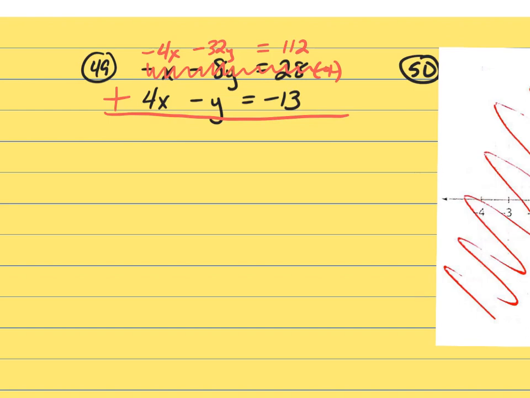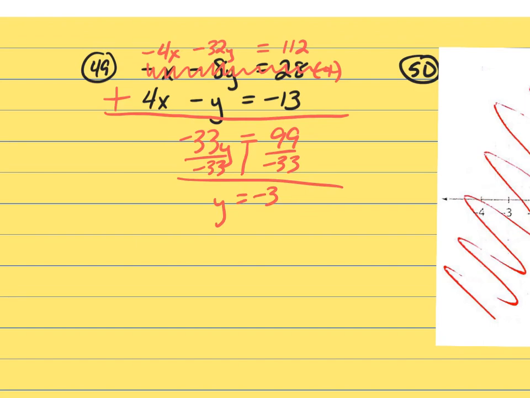My negative 4x, positive 4x cancel each other out. I get negative 33y equals 99. And then a quick upside down t would give me the y value. And I get y to equal negative 3.